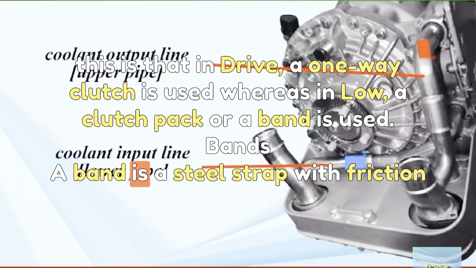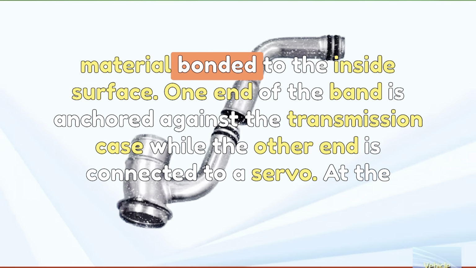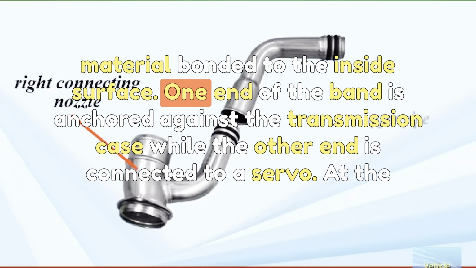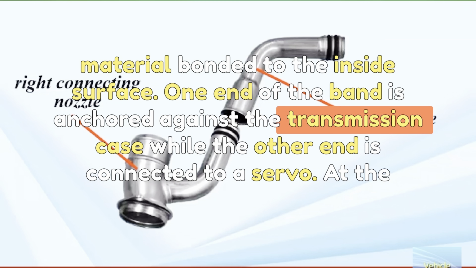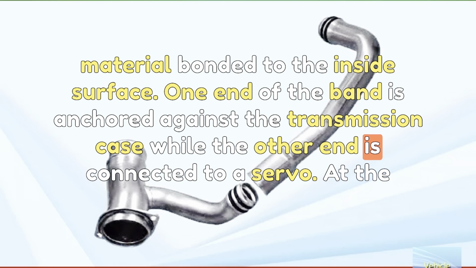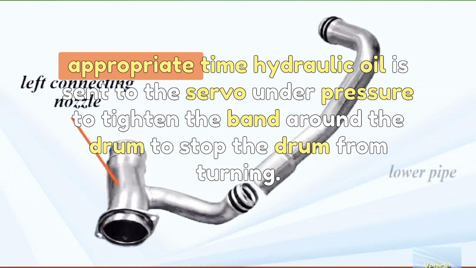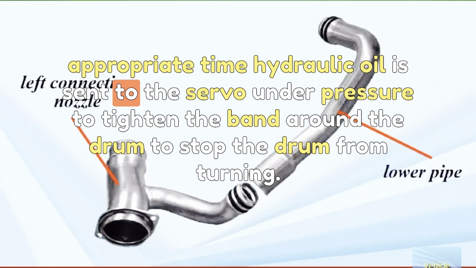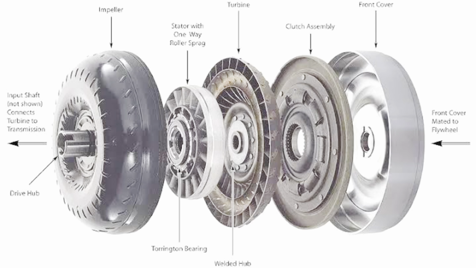Bands. A band is a steel strap with friction material bonded to the inside surface. One end of the band is anchored against the transmission case, while the other end is connected to a servo. At the appropriate time, hydraulic oil is sent to the servo under pressure to tighten the band around the drum to stop the drum from turning.